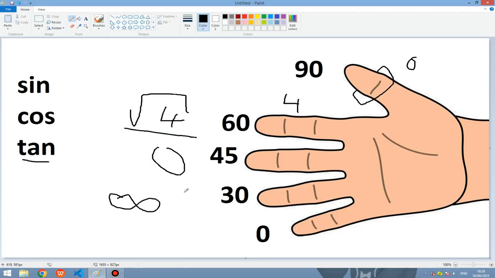So there you have it guys. That's an easy way to find the trigonometric value of any standard angle using just your fingers.